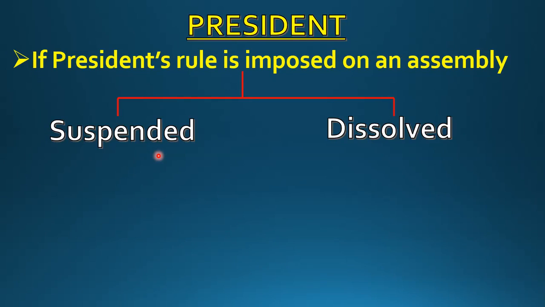Suppose, friends, there is a glass and that glass is filled with water. You can imagine that the glass is the State Legislative Assembly, and the water inside the glass are the members of the State Legislative Assembly. Means the glass is the Legislative Assembly and the water inside the glass are the MLAs of the assembly. They are the members of the Legislative Assembly.